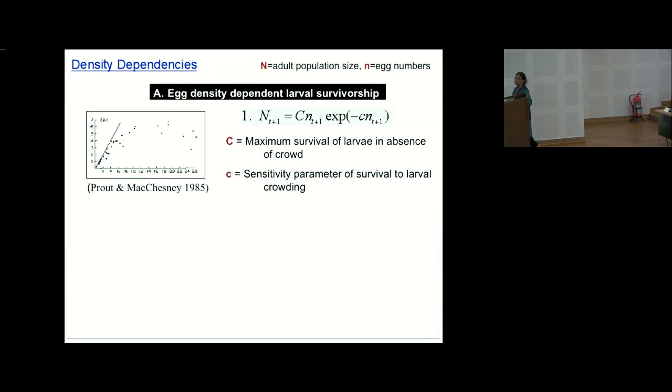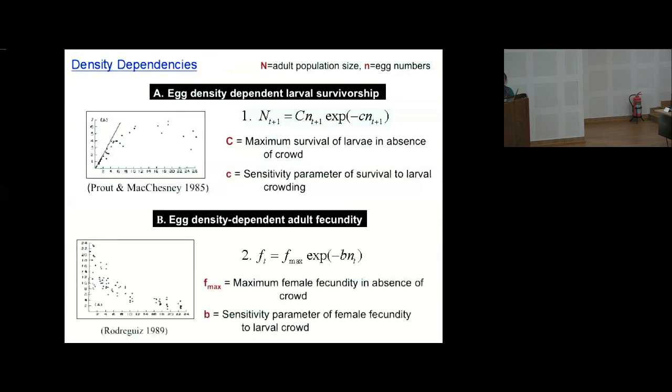So this was one which we took. There was another, egg-density-dependent adult fecundity. So this is larval survivorship and this is fecundity. Both are dependent on egg number, which, in our model, we are considering, since egg to larva transition is completely straightforward, nothing else. 100 eggs means 100 larvae.